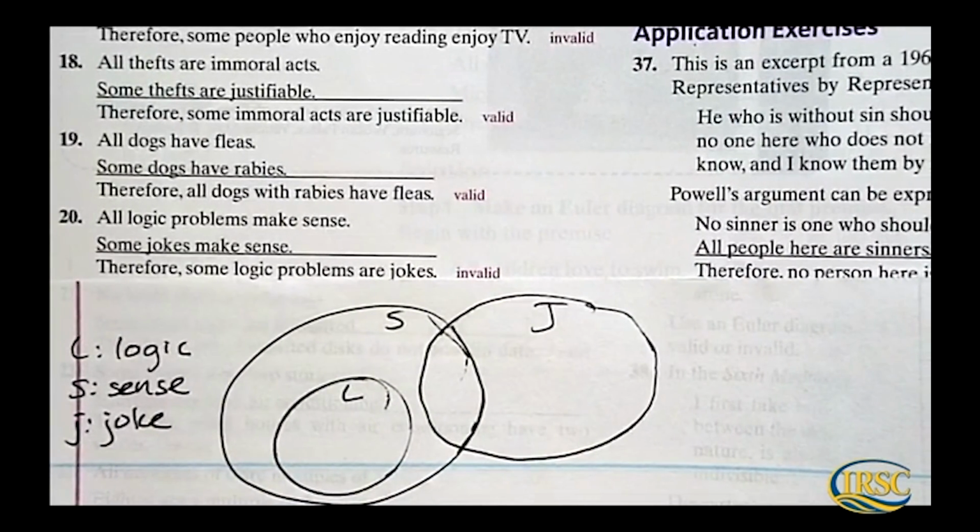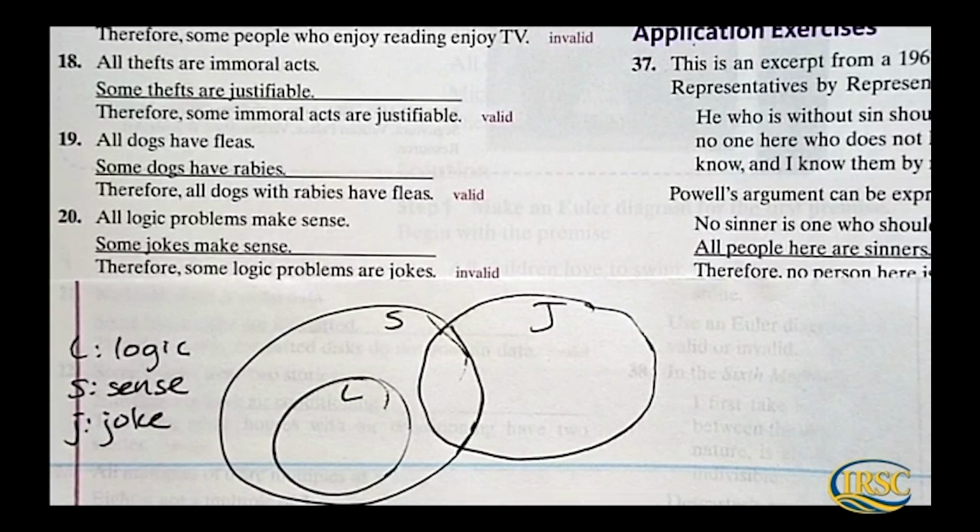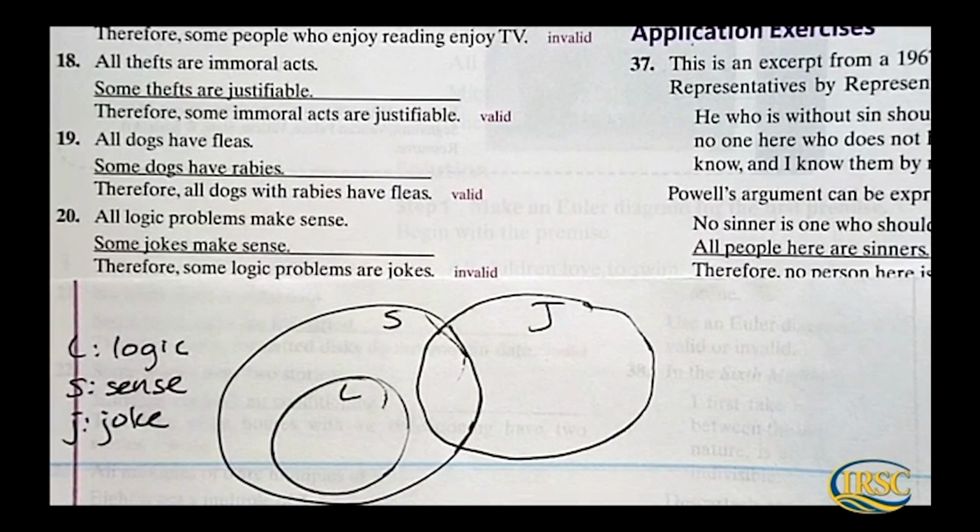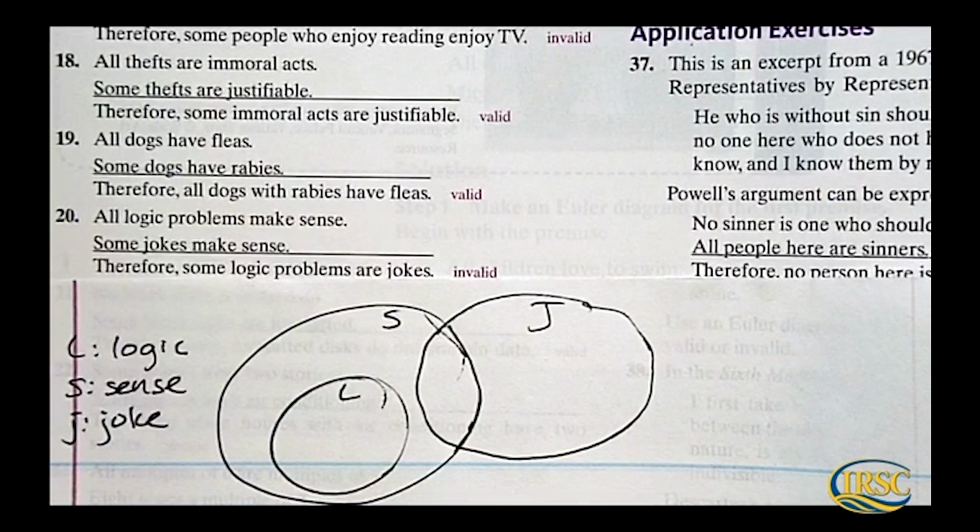So it doesn't matter if you can draw it to make it work. I want you guys to try and draw it so that it doesn't work. And if you can do that, then it's invalid. Now, if it's impossible to draw it in a way to make it not work, then it's valid. Okay, so that's your challenge in these.